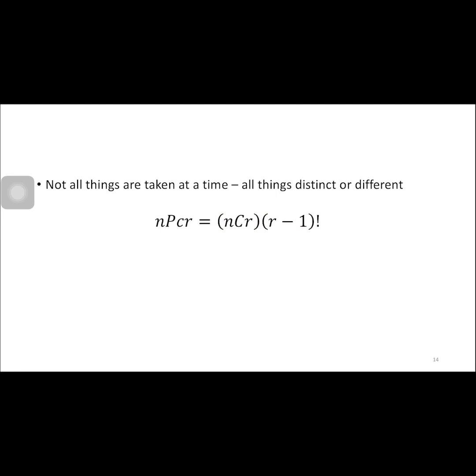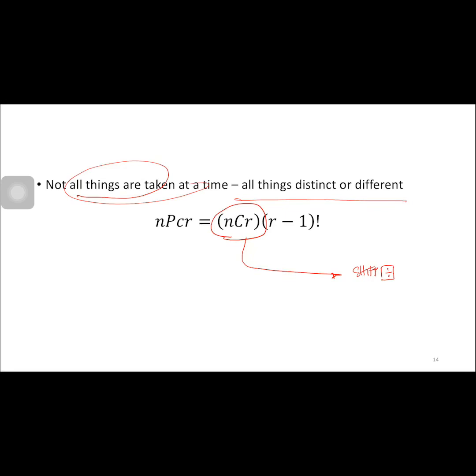Next case, not all things are taken at a time, all things distinct or different. Please take note of this. So we have nPcr is equal to nCr times r minus 1 factorial. This one is for the combination. You can use the combination function in your calculator, that is shift, then the division function.